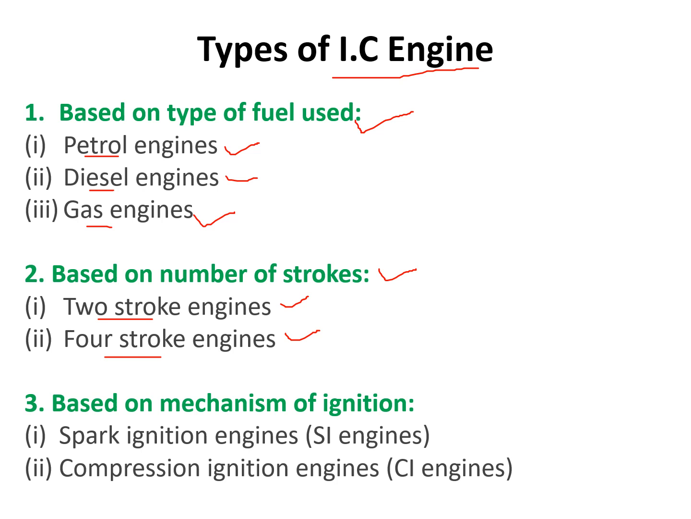The third one is based on the mechanism of ignition, how the fuel ignites, how that ignition or combustion is initiated. If the spark ignites the fuel, then those engines are known as spark ignition engines, SI engines. When the compression initiates that ignition and the combustion of the fuel takes place, then those engines are known as compression ignition engines, CI engines.